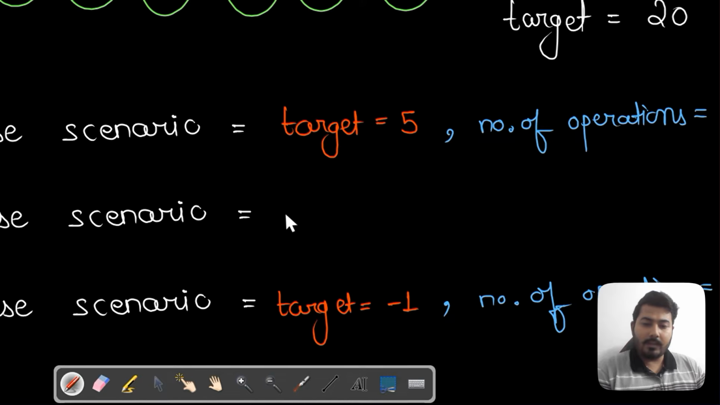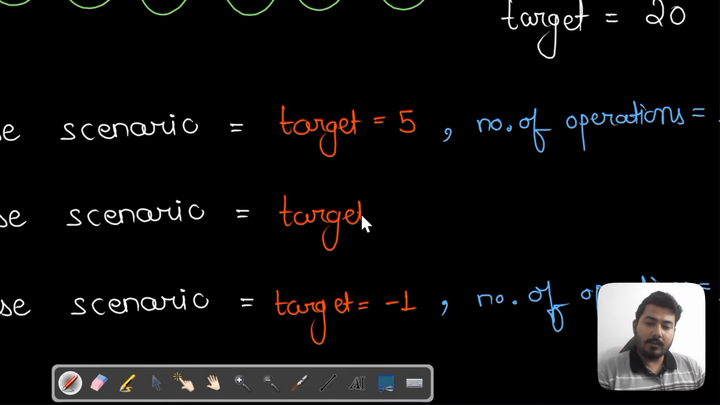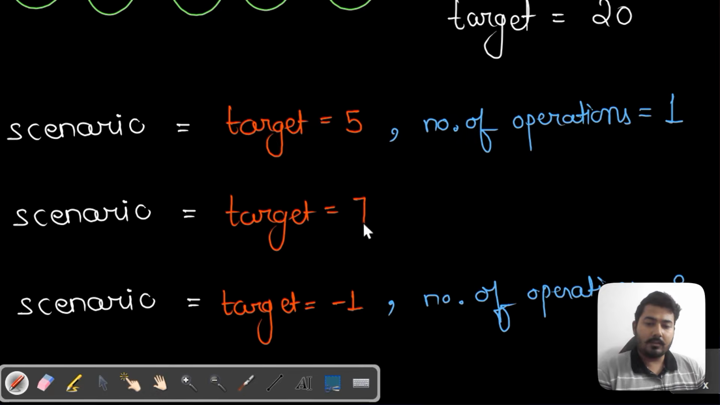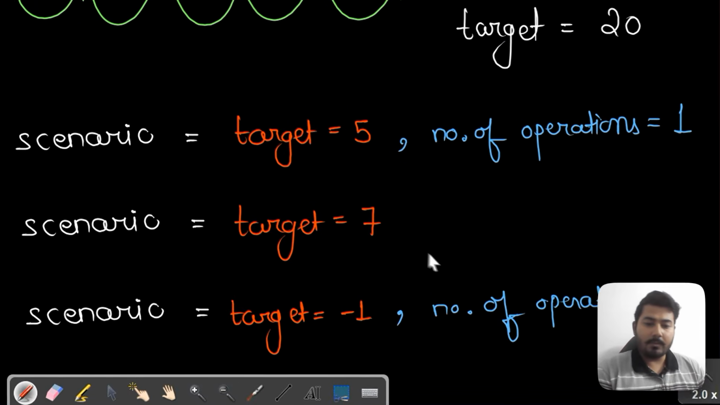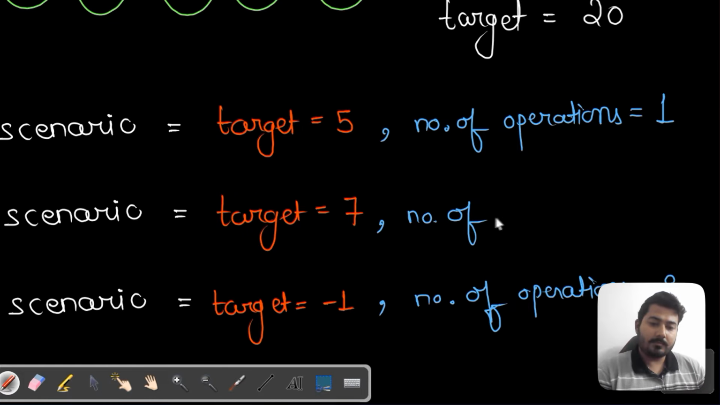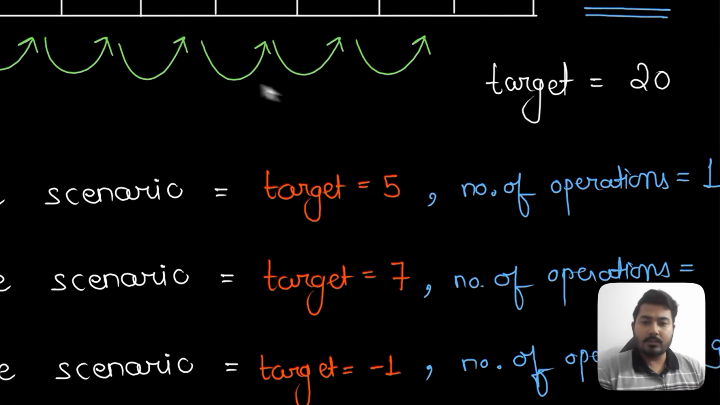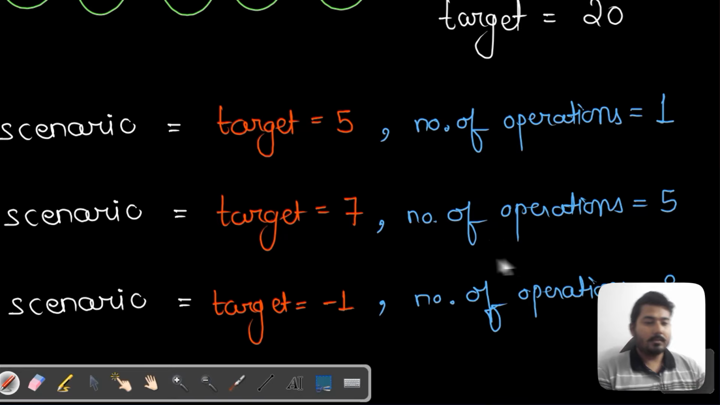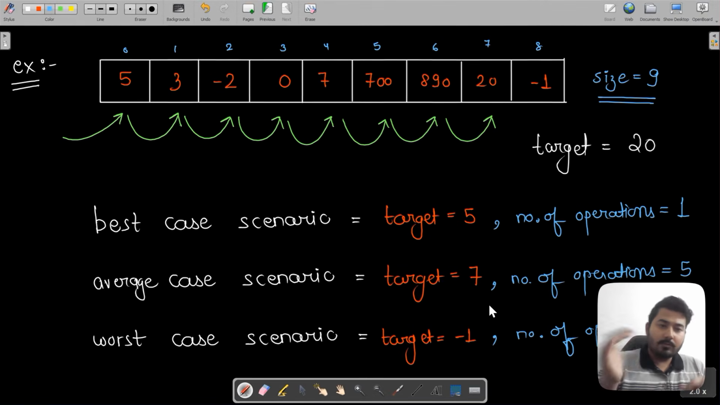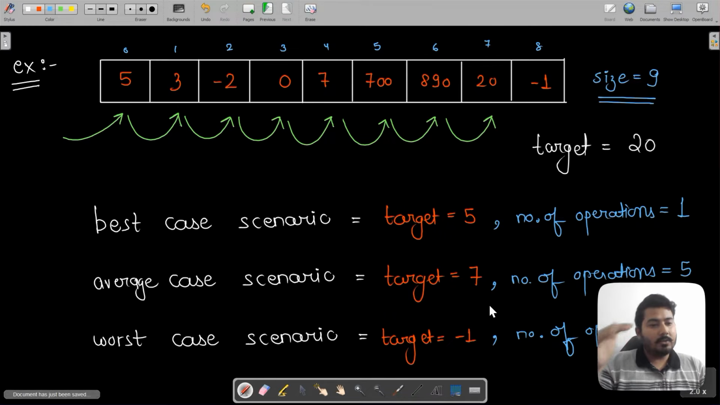And then you can assume any target in between for an average case scenario. Let's just say 7 only, the middle one. What is the number of operations you took? In that case, obviously you took something like half, something like 5 operations. Every other case apart from these two, worst and best, you will assume as the average case scenario. That is why this is called linear search, because you are searching one by one in every single element, and you have the best case, average case, and then worst case scenario. As simple as that.